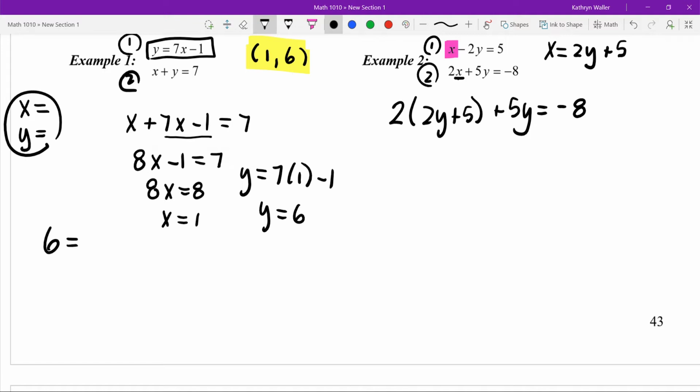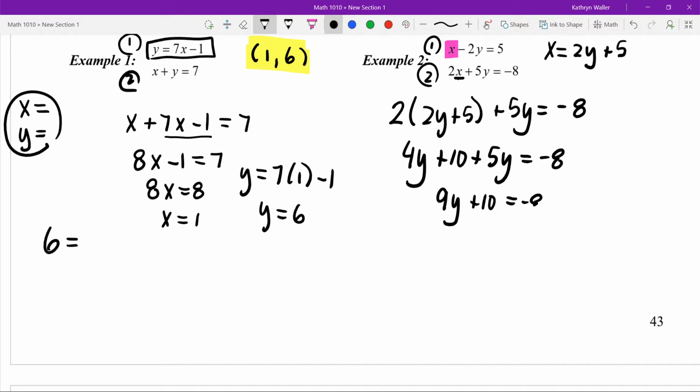Everybody stop for 2 seconds. Raise your hand if you're following me. Big raise up. Okay, wonderful. Let's keep going. So let's go 4y plus 10. Make sure you don't go ahead of me, okay? Plus 5y equals negative 8. That gives you 9y plus 10 equals negative 8. Move your 10 over. 9y equals negative 18. Divide by 9. y equals negative 2.